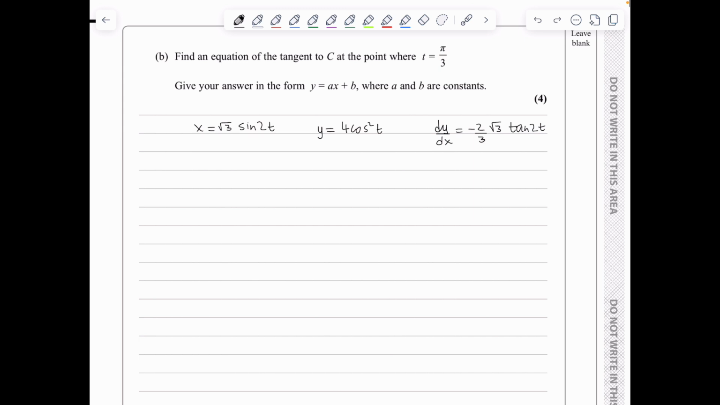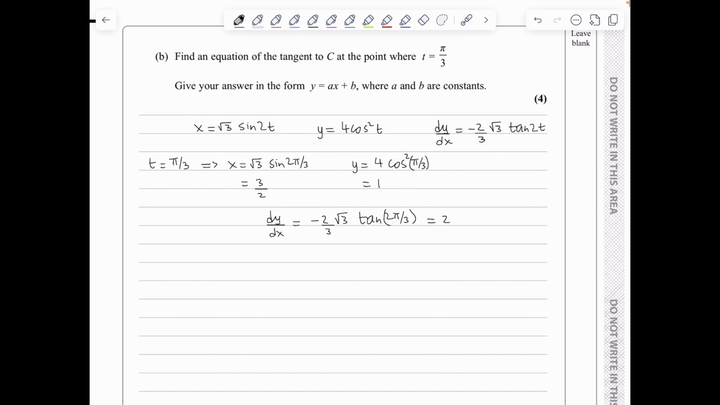We have been told that the parameter t has a value of pi over 3, which means that x is equal to root 3 sine of 2 pi over 3, which gives an answer of 3 over 2. y is 4 cos of pi over 3 squared, which gives an answer of 1. And for dy/dx, I will substitute t is pi over 3 to get minus 2 over 3 root 3 tan of 2 pi over 3, which gives an answer of 2.